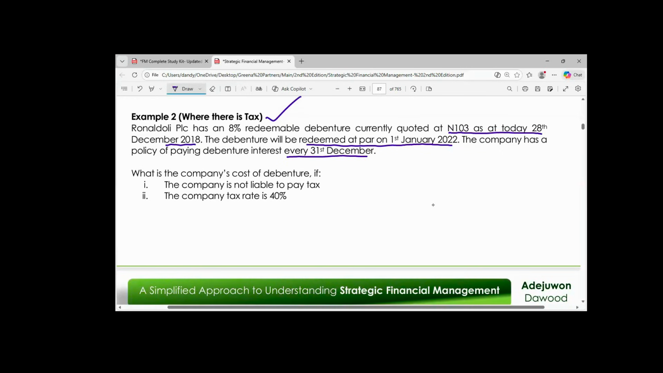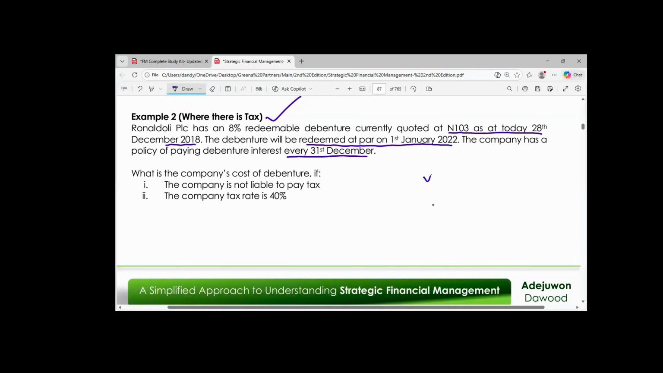Another thing you need to identify from the question is that the examiner has told you that today is 28th of December 2018, and the company has a policy of paying debenture interest every 31st of December. So if today is 28th of December 2018, that means we have not reached 31st of December. So in this question, the interest has not been paid, because the company pays the interest on the 31st of December, and today is 28th.